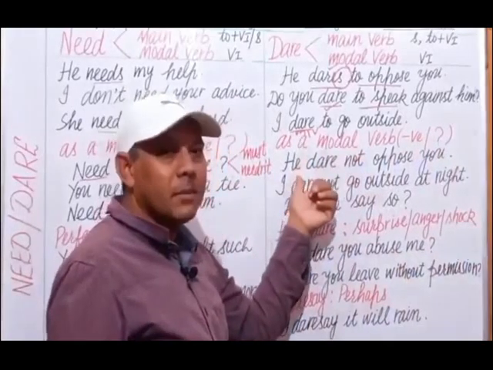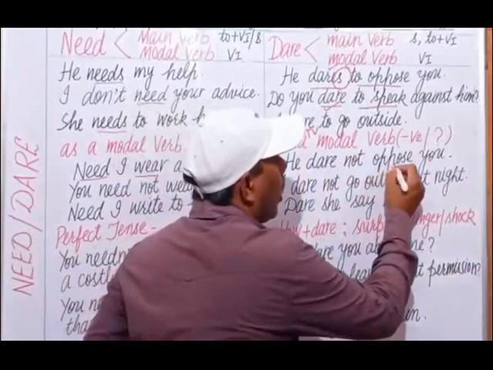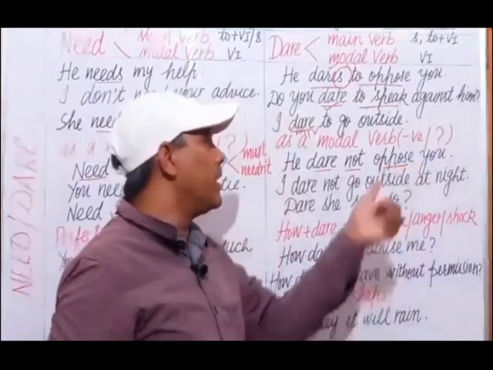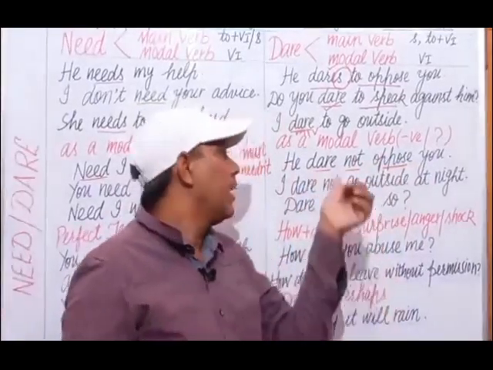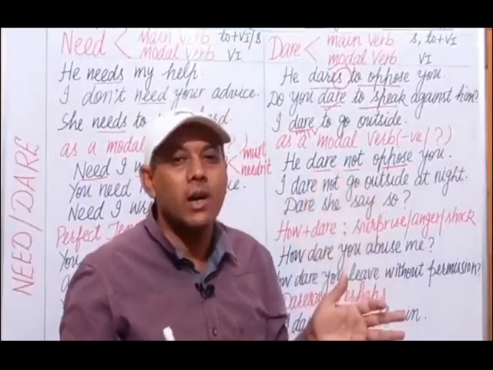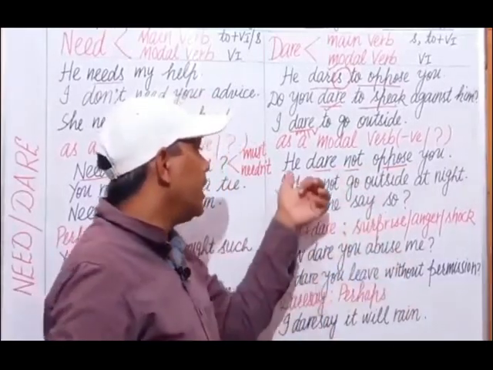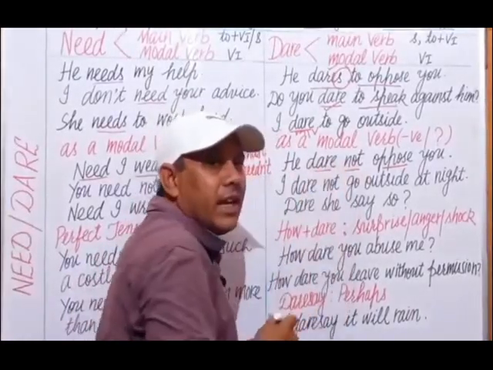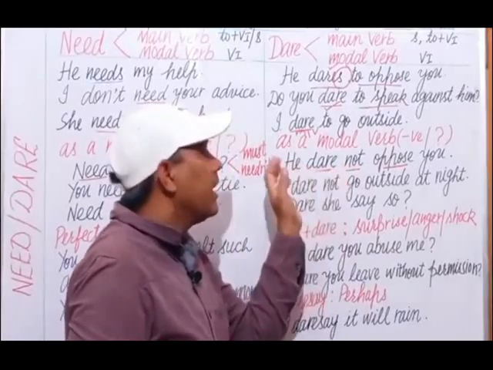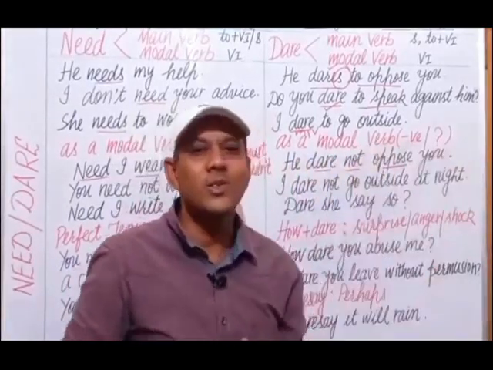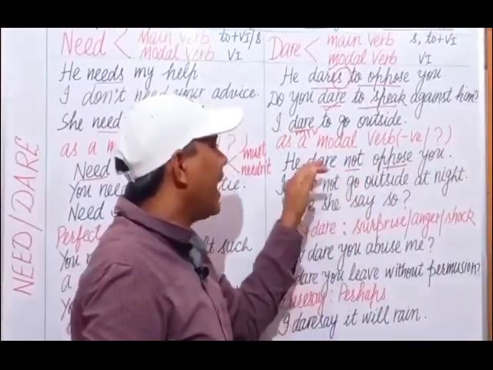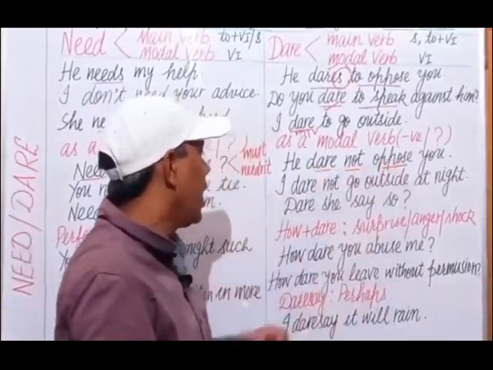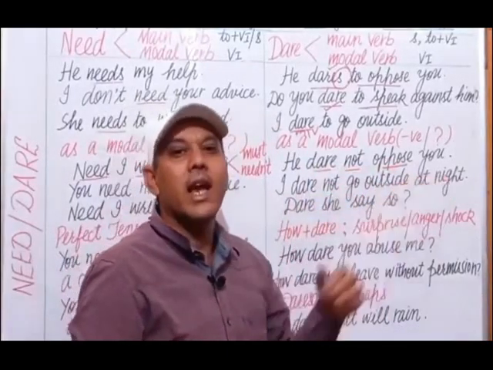Let us take first example. He dare not oppose you. Dare not. Oppose is the main verb here, and dare is used as a helping verb or a special verb or a modal verb. He dare not. अगर हम इसको टेंस में चेंज कर दें तो इसको हम मेन वर्ब बना सकते हैं. He does not dare to oppose you. But here I have used it as a modal verb. He dare not oppose you. I dare not go outside at night.